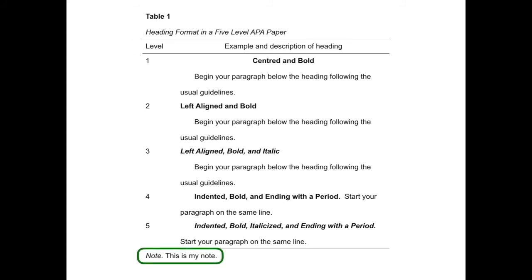Below the data, you may want to add notes. This could be either a single note or multiple notes. Note is written in italics followed by a period. If you have one note, it would be note, period. If you have multiple notes, it would be notes, period. And then your notes are written in plain text.